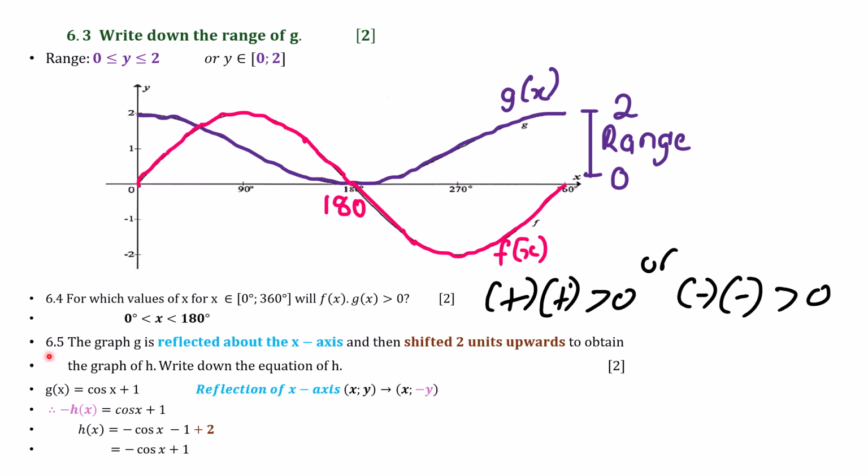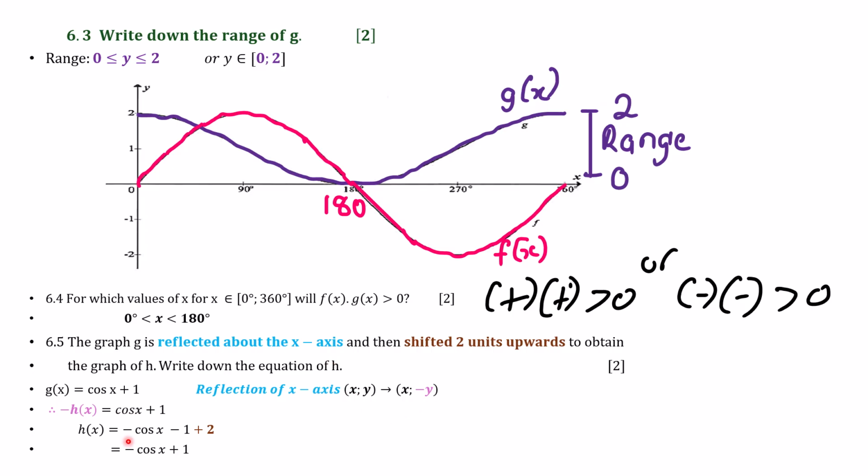Right, 6.5, the graph of g is reflected about the x-axis and then shifted 2 units upwards. So very important. We first reflect, and after reflecting, then we shift 2 units upwards to obtain the graph of h. Write down the equation of h. Right, so g of x, equation was given as cos x plus 1. Now when you say reflection about the x-axis, my x and y tends to x and negative y, meaning if I reflect about the x-axis, my x values stay the same. See there, x and x stayed positive, positive. But if the y is positive, y would become negative. If y was negative there, y would become positive there.